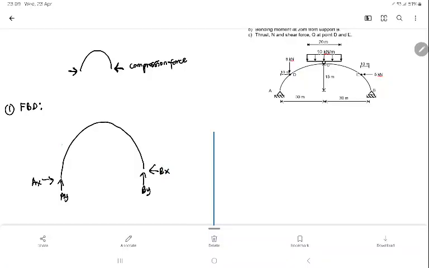So carefully sketch your loading again, so hopefully you do not leave out any loading. You have on top a UDL of 10 kilonewton per meter. Alright, so this is your free body diagram.